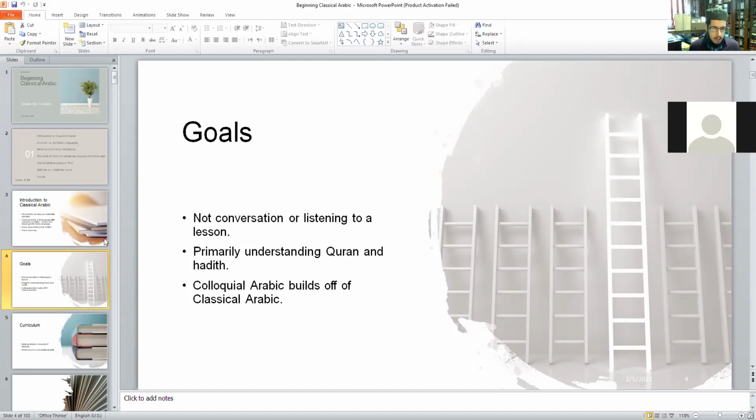But we began with goals. Any endeavor begins with goals. And our goals are not to become fluent in Arabic conversation or even in listening. Those are discrete skills that need to be developed in a different way than with what we're doing here. Our primary goal is to understand upon reading the Quran and the Hadith. So we are focusing on classical Arabic, that is the Arabic of the Quran, the Arabic of the Prophet ﷺ.